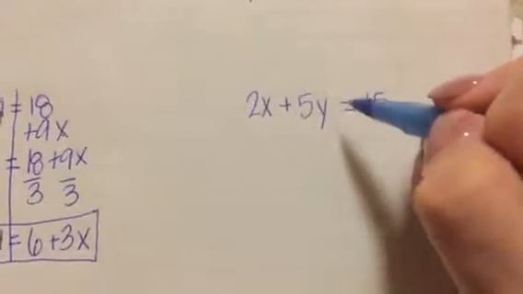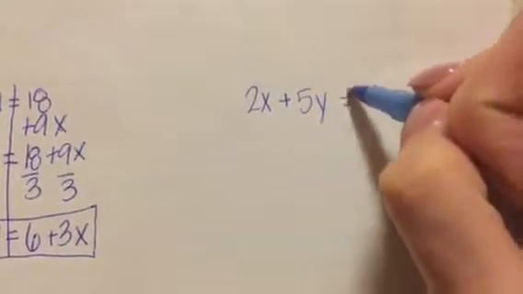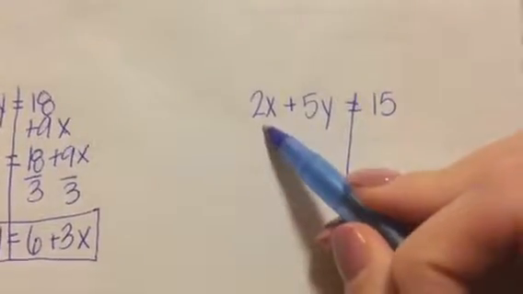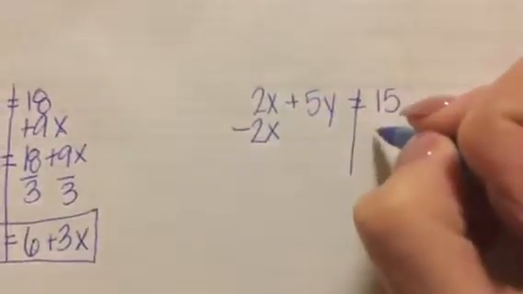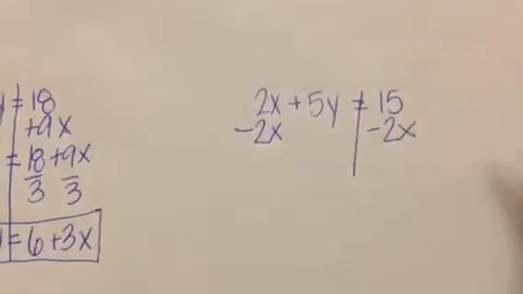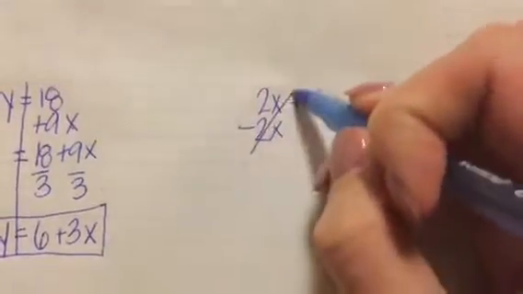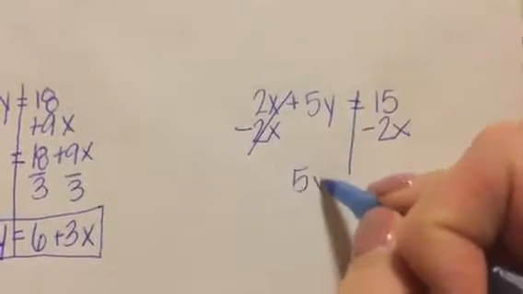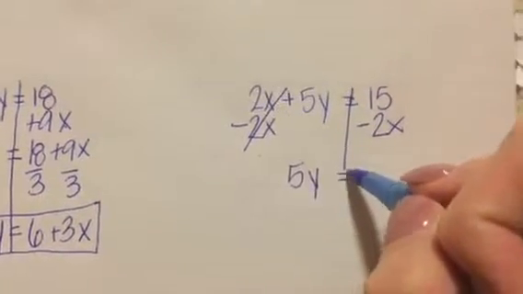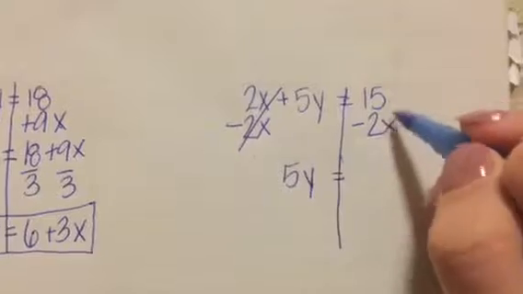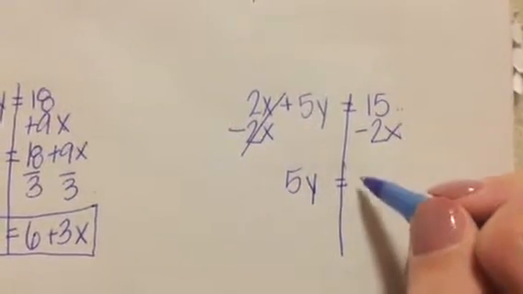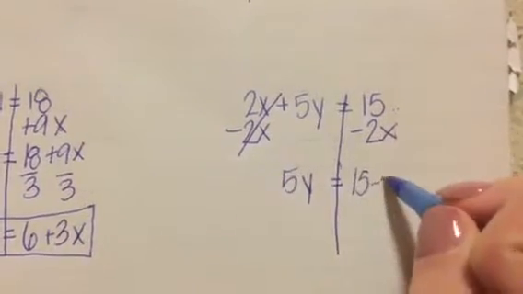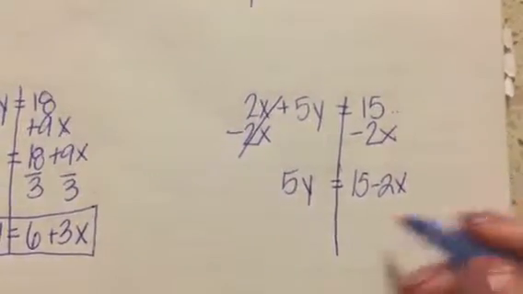Again, I want to get y completely by itself, so I have to get rid of this positive 2x. The opposite of positive 2x is take away, or minus 2x. My 2x's are now gone, and I'm left with 5y equals. Again, we can't combine these two things because this has an x and this one doesn't, so I'm left with 15 take away 2x.